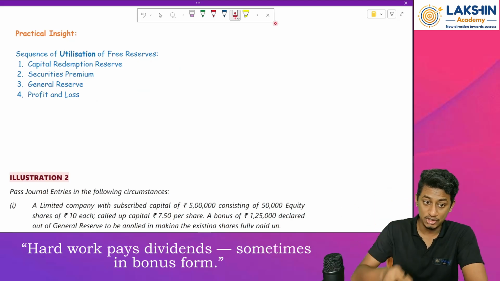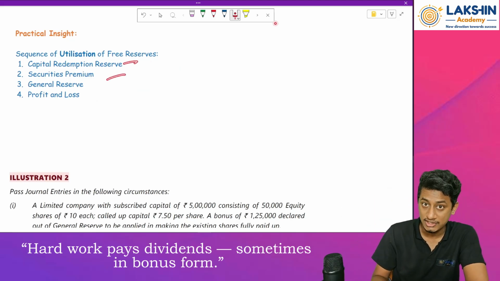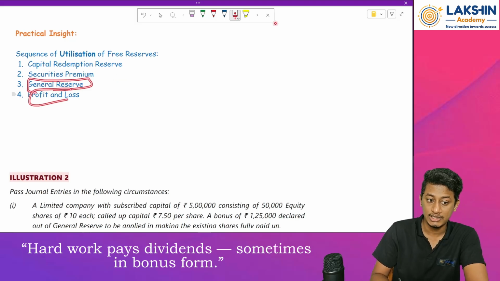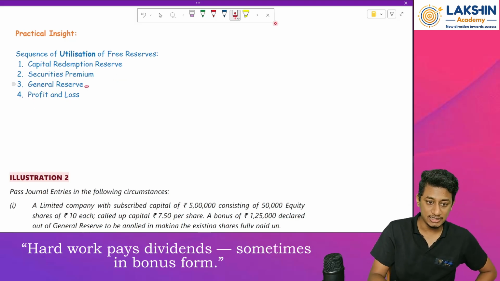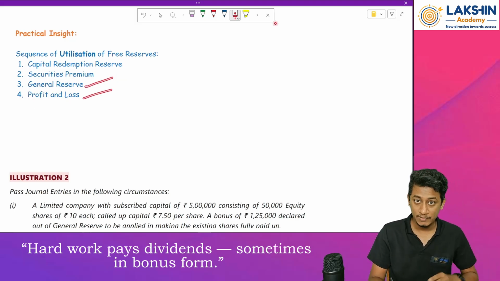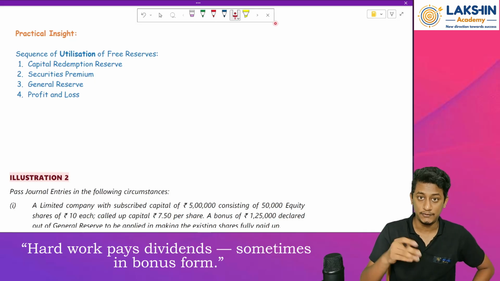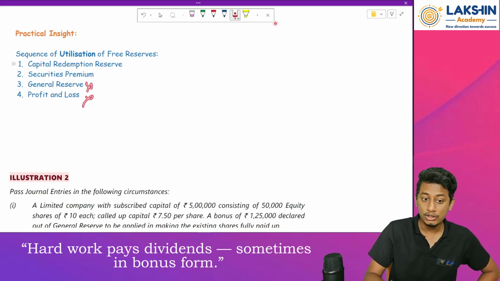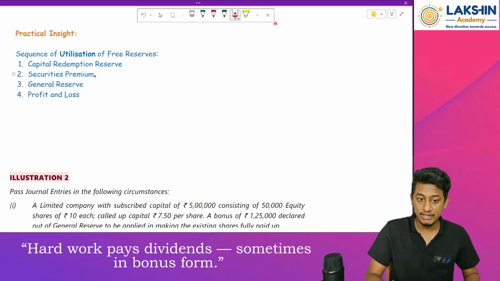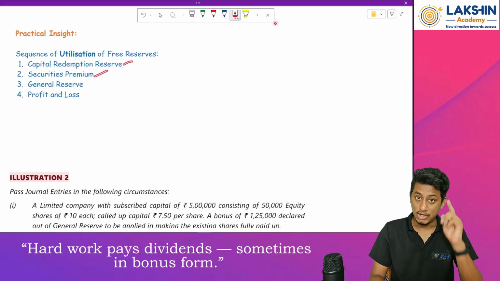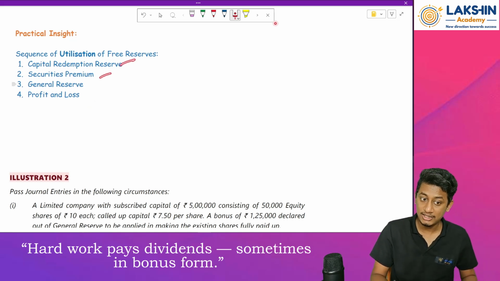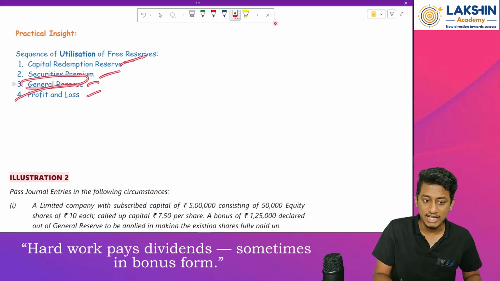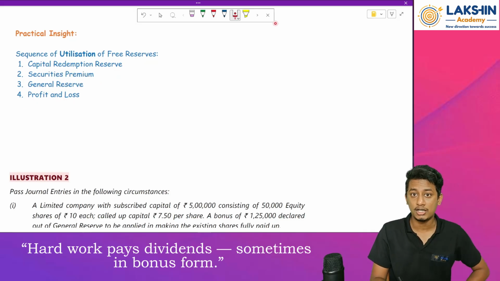Because of that reason, I will utilize these two first, and after that I will go towards this. Or else what will happen? If you use general reserves and P&L first, those will be empty. Now tomorrow, if you want to declare a dividend, can you declare a dividend? No, because both are empty now. Only these two are remaining. Can I issue dividend using these two? No. Because of that, use this first and then go for this. So once these are empty, no issues. You have general reserves and profit and loss account to issue the dividend in the future.